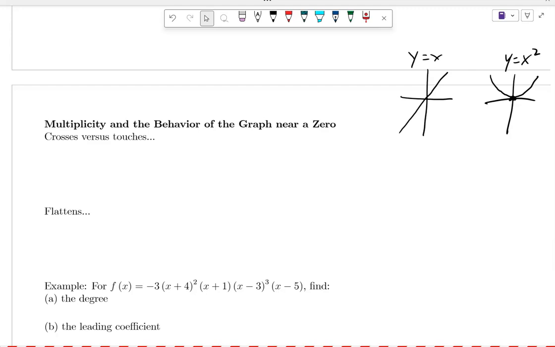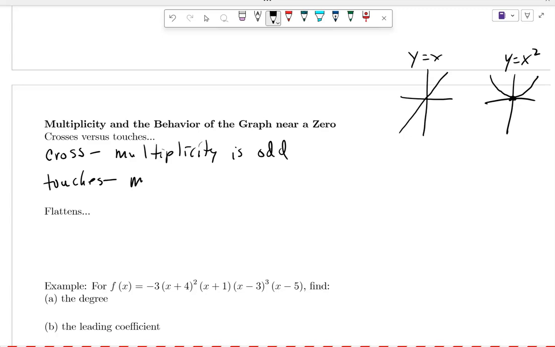So crosses versus touches. We cross if the multiplicity is odd. And it touches if the multiplicity is even. Okay? It comes down, and if it's even, it comes down, just touches it as it goes back up again. If the multiplicity is odd, it crosses.